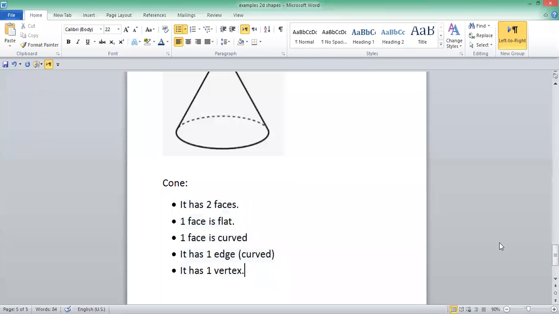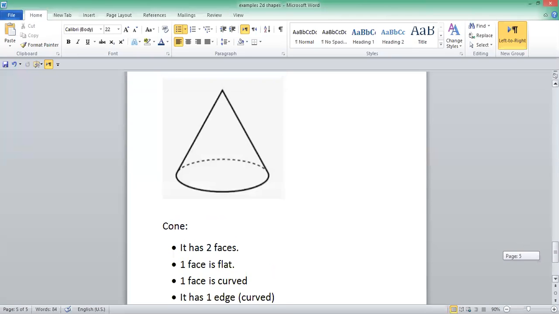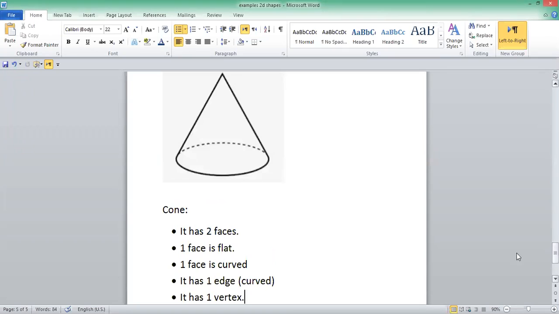A cone has two faces. One of the faces is flat, one of the faces is curved. It has one edge that is also curved and it has one vertex. Is that clear, guys? Yes or no? Yes. Easy.